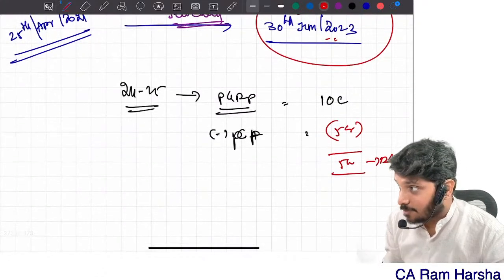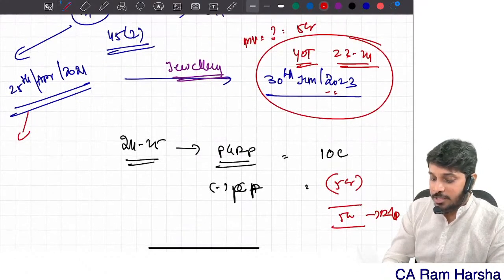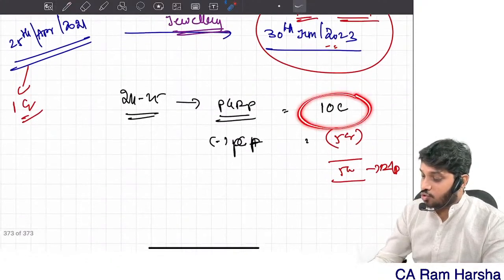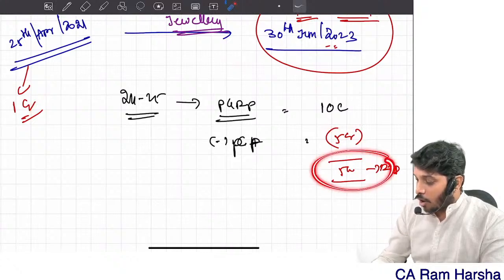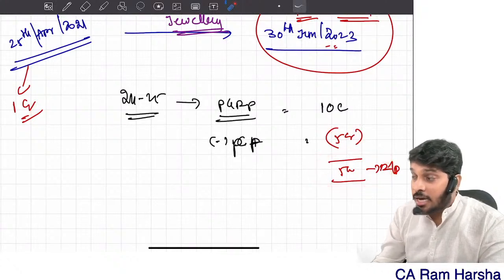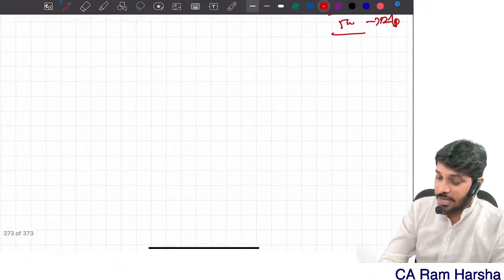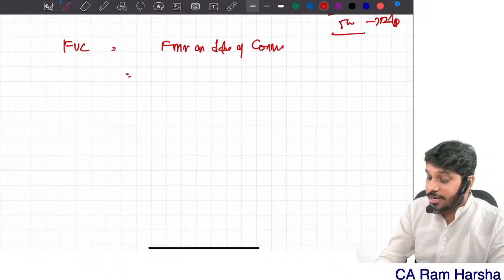Not only that. Remember, capital gains you didn't compute. You purchased this at 1 crore only. Ultimately you sold it at 10 crore. Actually, total profit is what? 9. How much you taxed in PGBP? 5. Remaining 4 should be taxed where? Capital gains. How should it be taxed? In capital gains, full value of consideration is equal to fair market value on date of conversion.